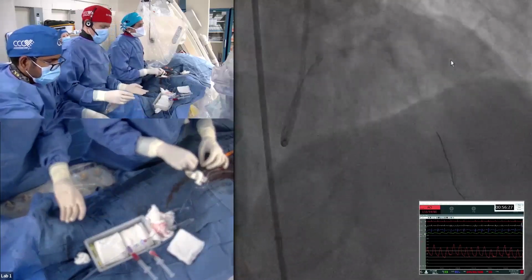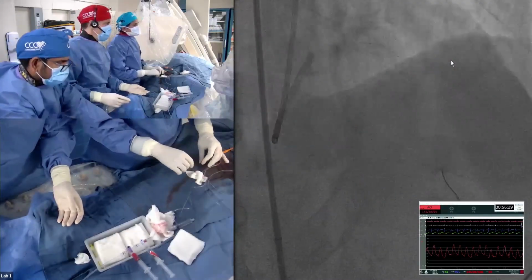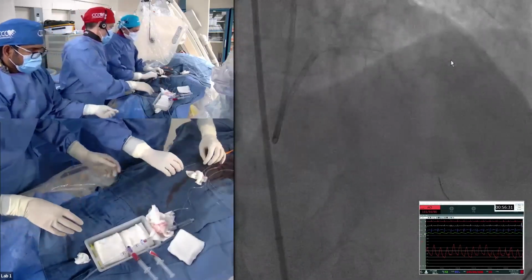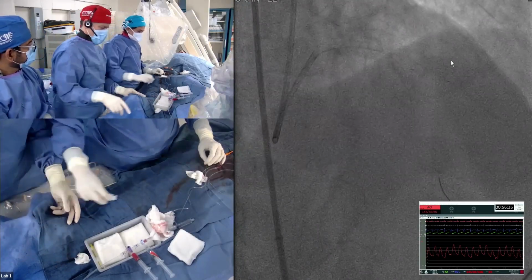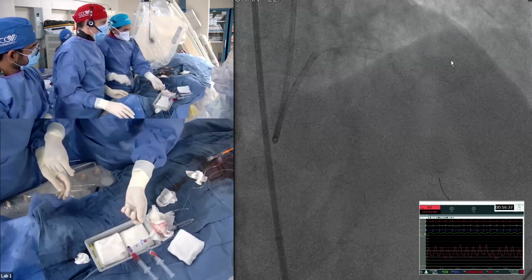Yeah, the diagonal is a pretty big vessel and a big chunk of calcium nodule there. I think you have to modify that too. Otherwise, you're not going to get luminal gain in the diagonal. Balloon.